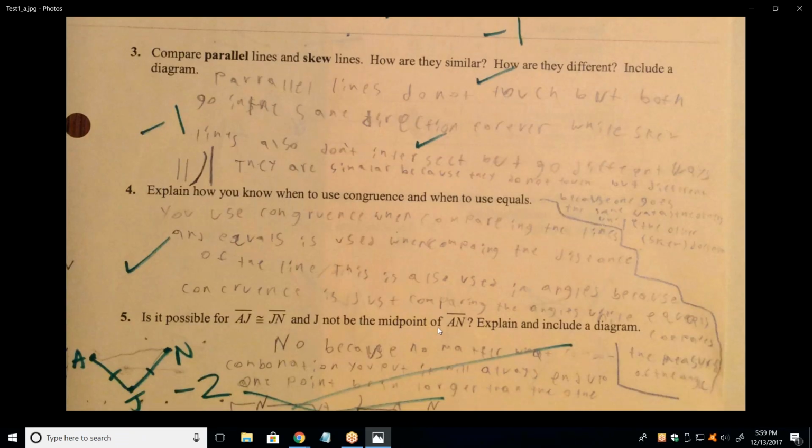Compare parallel lines and skew lines. How are they similar? So you got parallel. Okay. Parallel lines don't touch and go in the same direction forever, and then skew lines don't intersect but go in different directions. Skew lines are on 2 different planes.